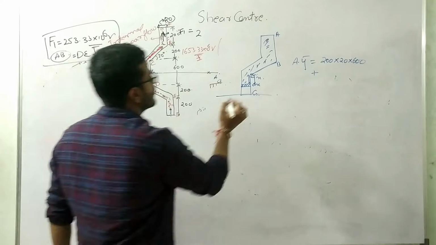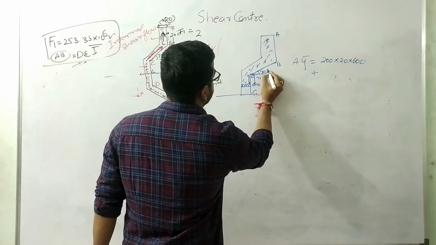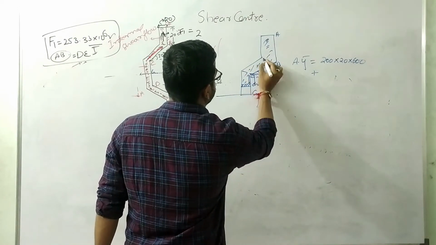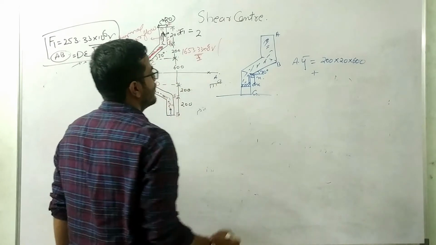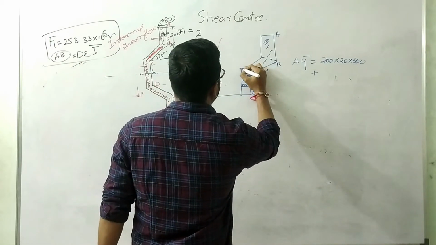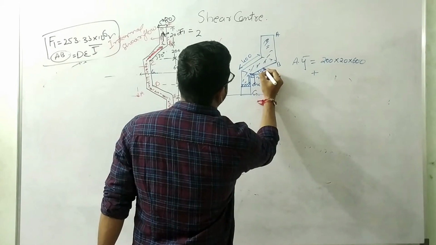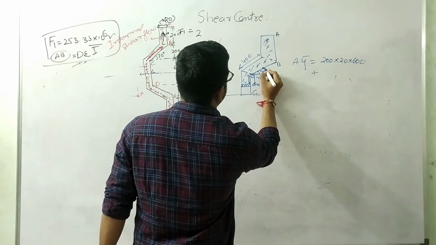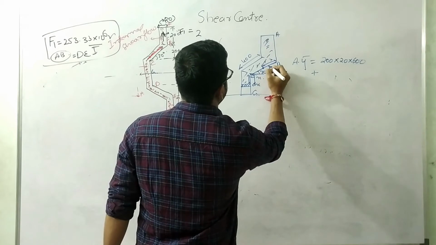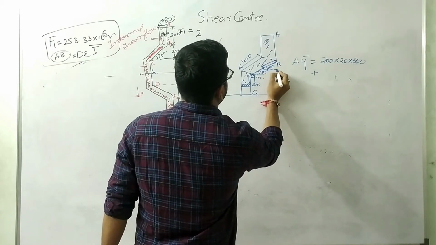Okay. Now for this inclined portion, this distance is 400 mm. Okay, so the centroid will act at this point only. So this will be nothing but 200.